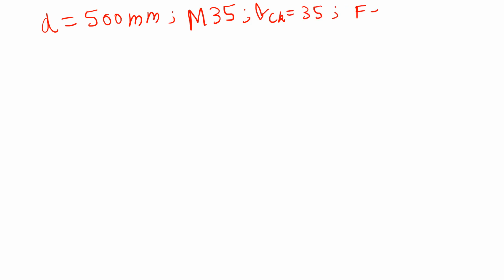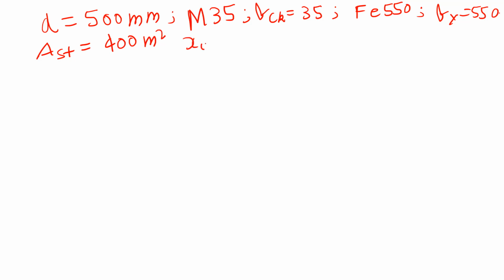Effective depth is given as 500 mm. Material used is M35, that is fck comes out to be 35, and the steel used is Fe550, so fy comes out to be 550, and the area of steel in tension is given as 400 mm square, and xu limiting is asked.